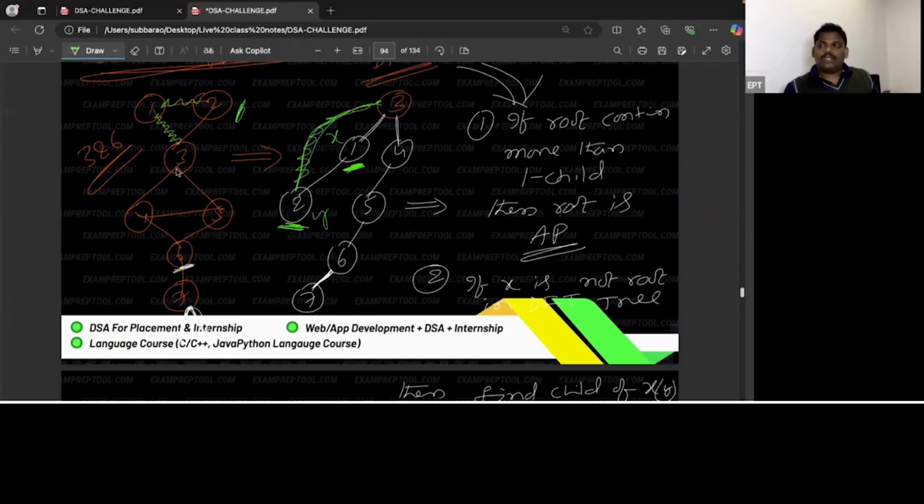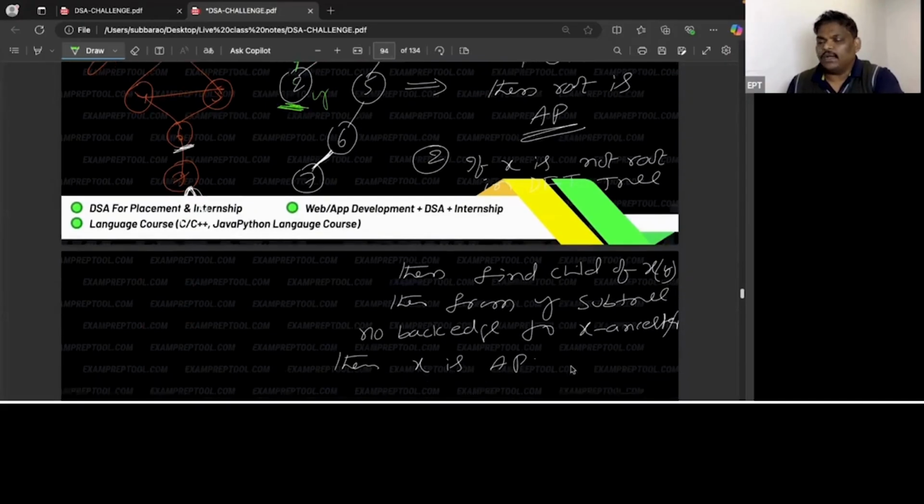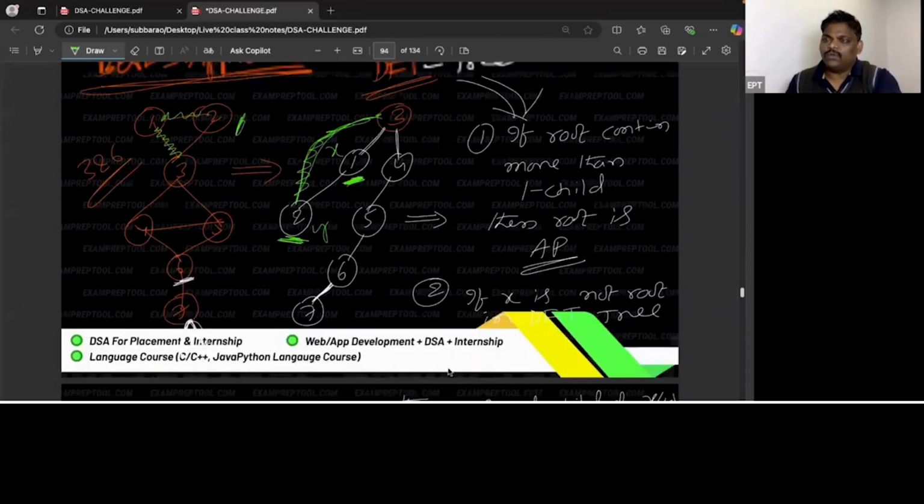So see the second point. If x is not root in the DFT tree, then find a child of x, which is y. Then if from the y subtree there is no back edge to an x ancestor, then x is an articulation point. But here there is a back edge. If a back edge is there, it is not an articulation point. So 1 is not an articulation point.